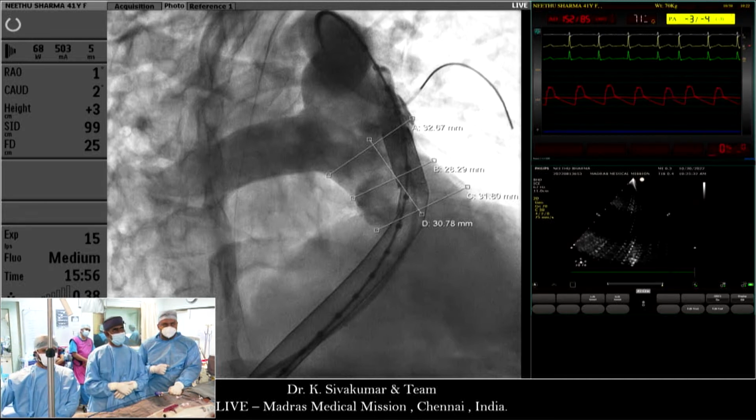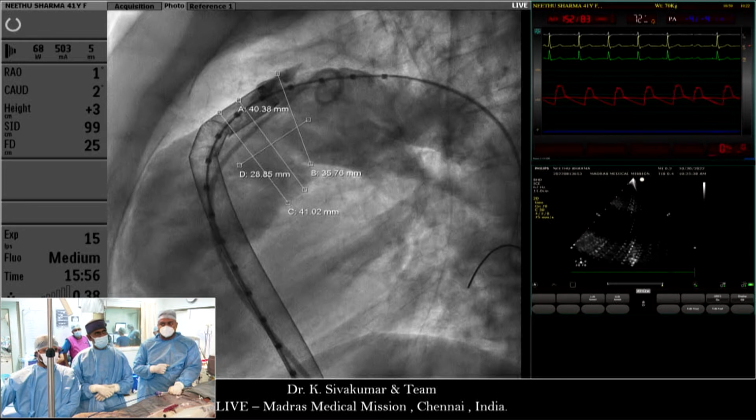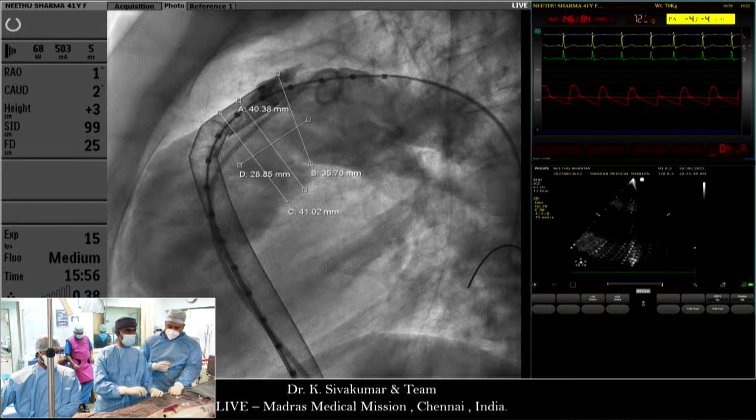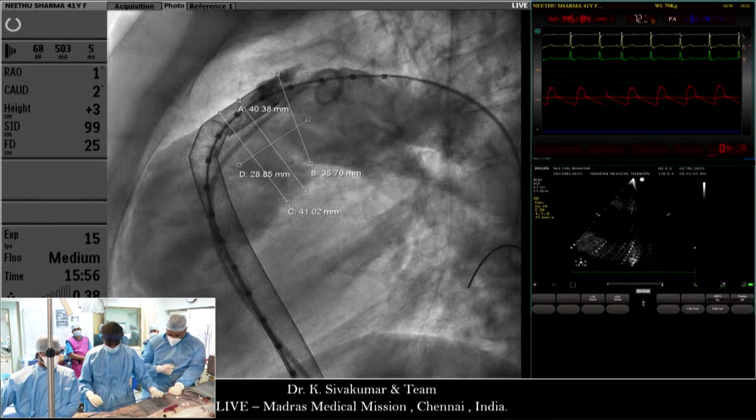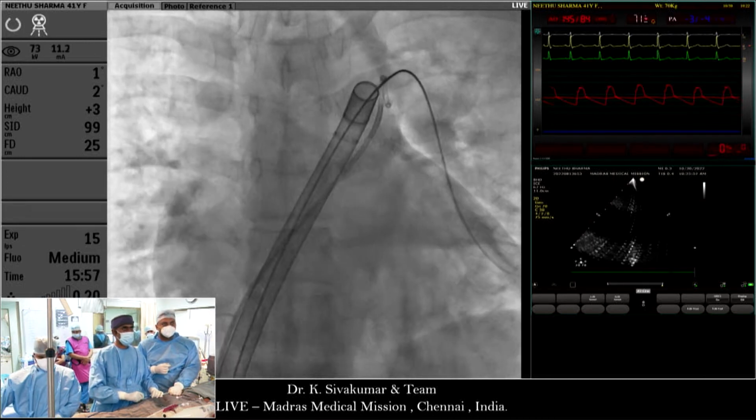Show the lateral view measurement. Here is where we got the largest dimensions. But I feel that it is anteroposteriorly stretched by the stiff guide wire and the stiff sheath. What is your opinion, Varakan? Yeah, I do agree with you.